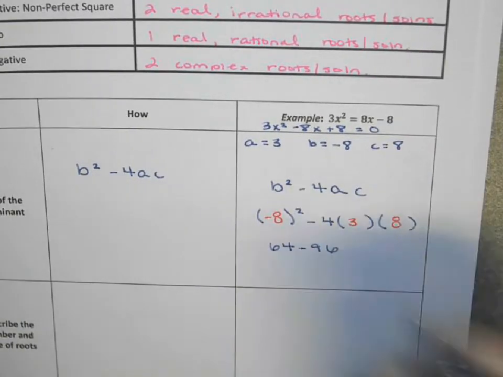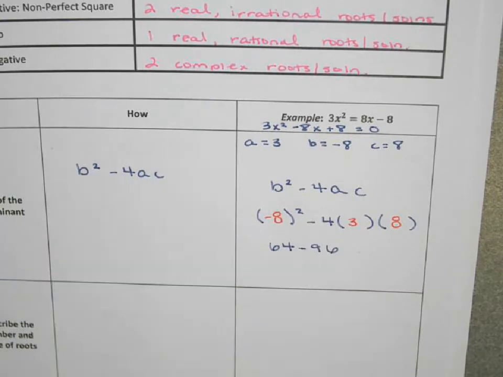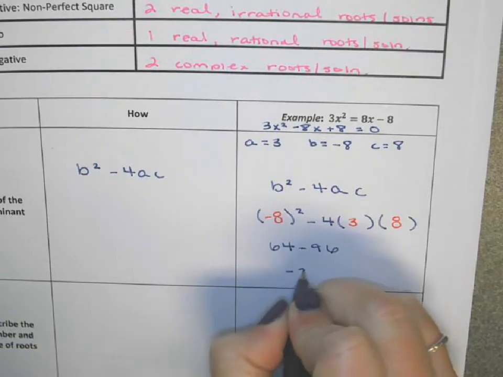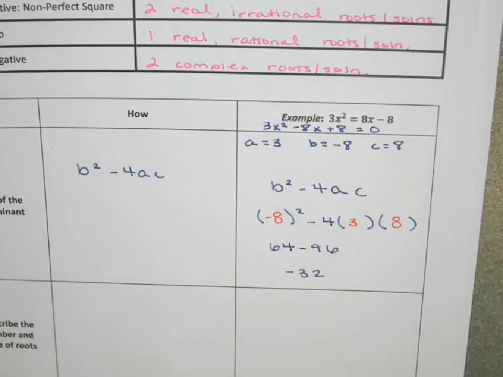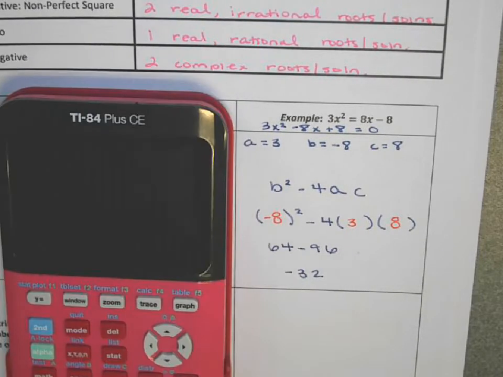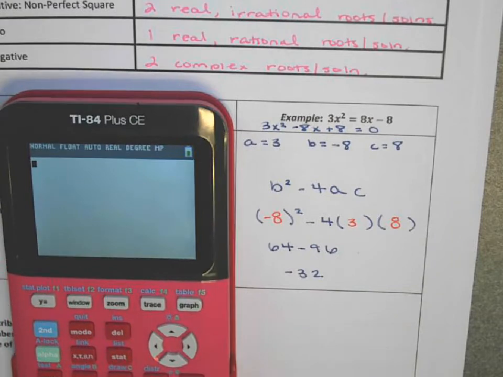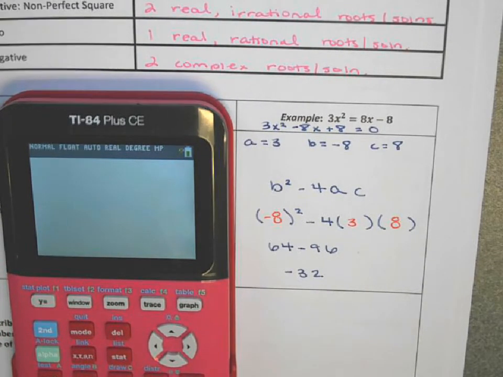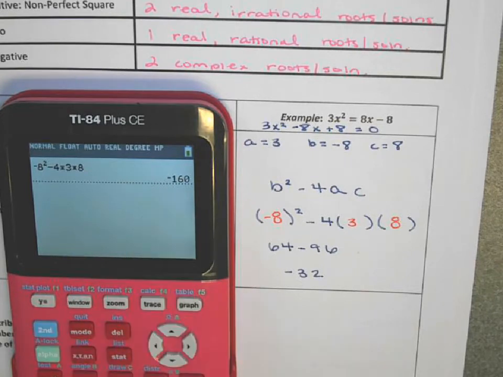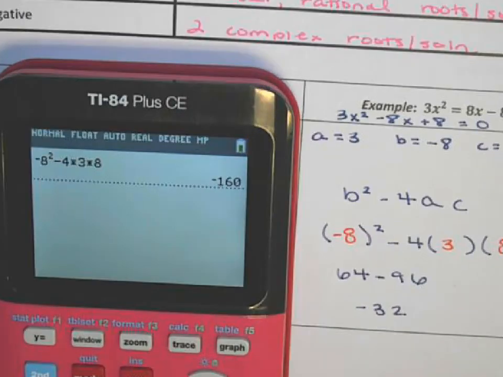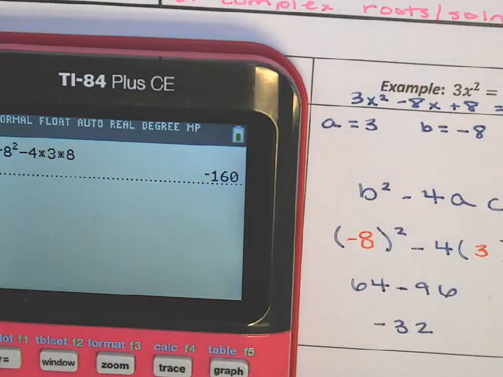So we're going to have 64 minus 96. And then from there, you could type that in the calculator or do it by hand, it doesn't matter. But I believe it's negative 32. I will also show you, by typing it in to my calculator, that if I were to type in negative 8 squared minus 4 times 3 times 8, it does not come up with negative 32. Instead, it comes up with negative 160 because I didn't put parentheses around negative 8.